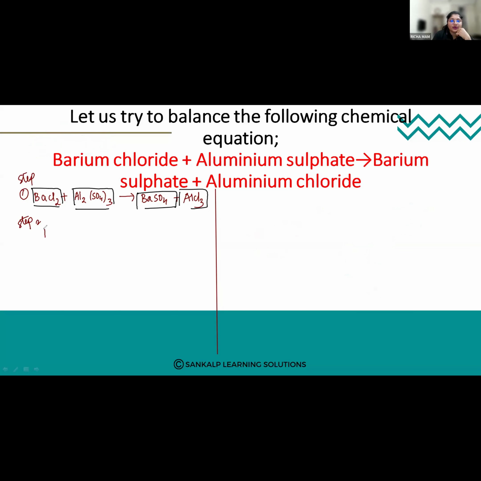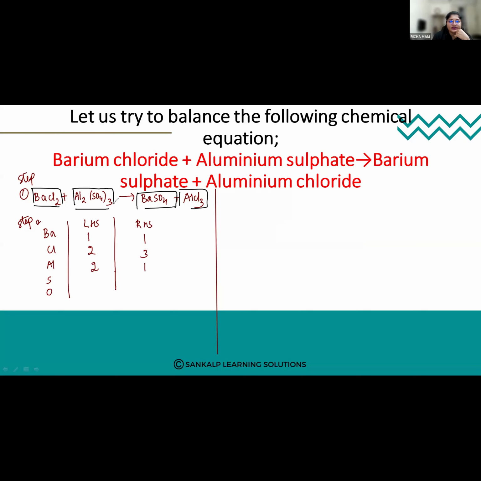Step 2, count the number of atoms on the left hand side and on the right hand side. So calculate barium, then chlorine, aluminium, sulfur, oxygen. Okay, so there are many atoms here. Barium is 1. On the right hand side, it is 1. Chlorine is 2. Here it is 3. Aluminium is 2. Then here aluminium is 1.